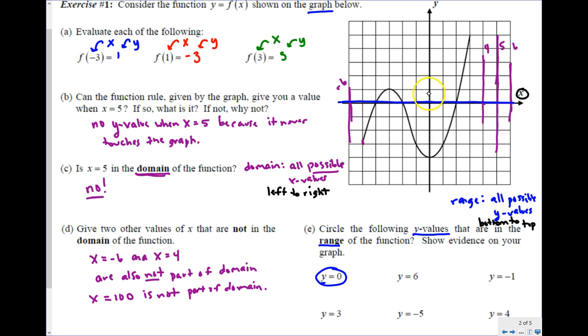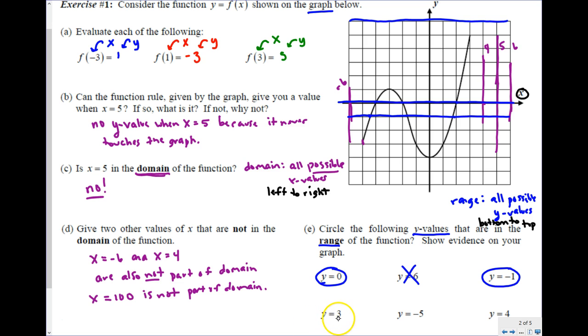Y equals 6. 1, 2, 3, 4, 5, 6. Does this line hit the graph? Nope, so it's not part of the range. Y equals -1. Right here. Does that hit the graph? Yep, right here, here, and here. So y equals -1 is part of the range.